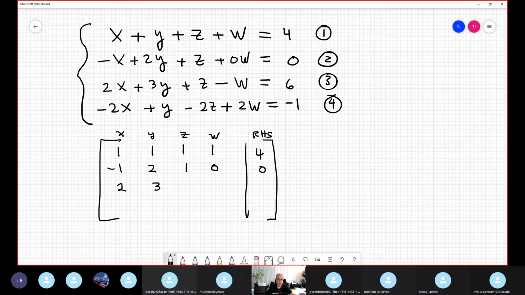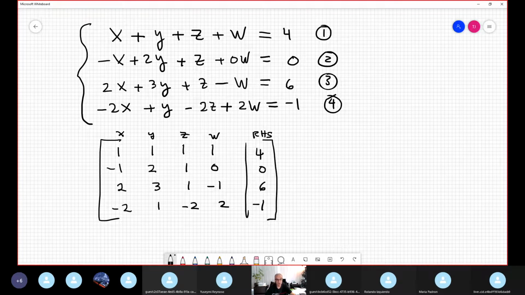2, 3, 1, -1, and 6. My third equation. And my last equation is -2, 1, -2, 2 positive, and negative.